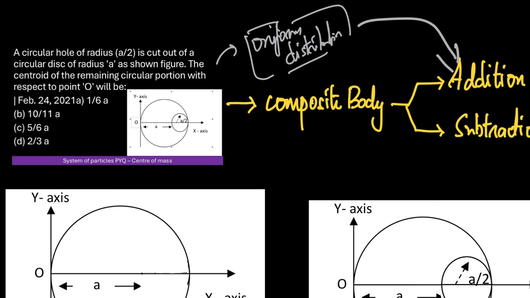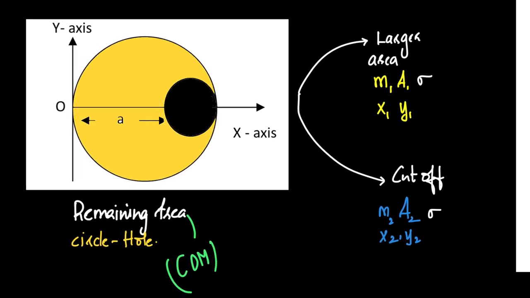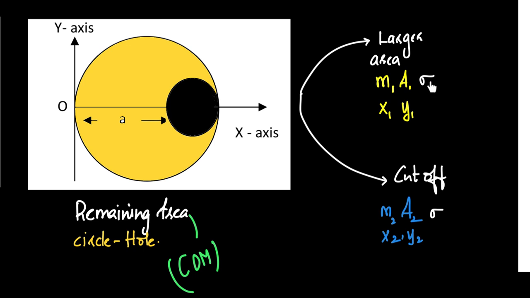Now the question doesn't use the word uniform distribution. Let us verify it one more time. A circular hole of radius is cut off from a circular disk of radius, the center of the remaining circular portion is. Yes, it is mentioning only the shape of the figure, not the uniform distribution. And we assume here that the given mass is uniform in nature. And if the given mass is uniform in nature, we can safely say that both of them will have the same mass density. Sigma will be the same for the larger mass and for the cutoff mass. I hope that makes sense.